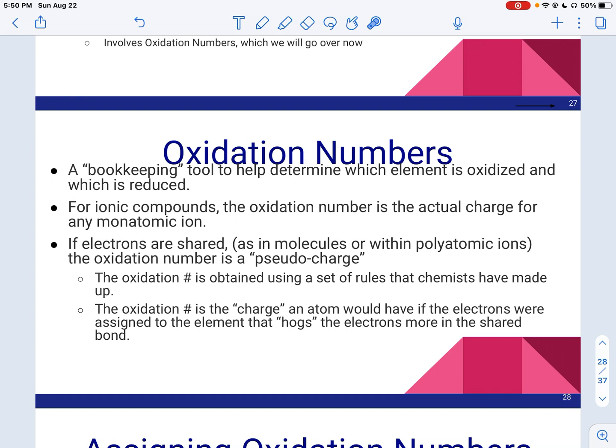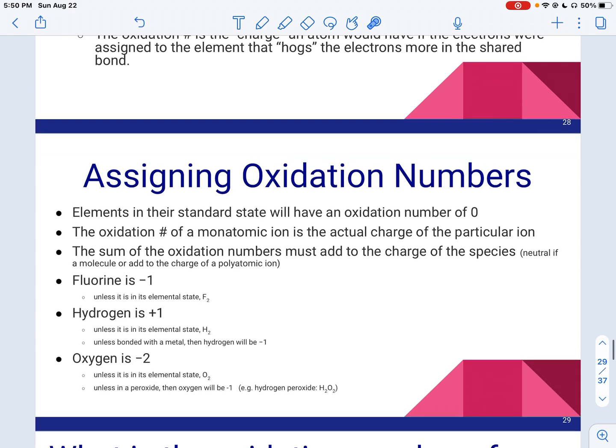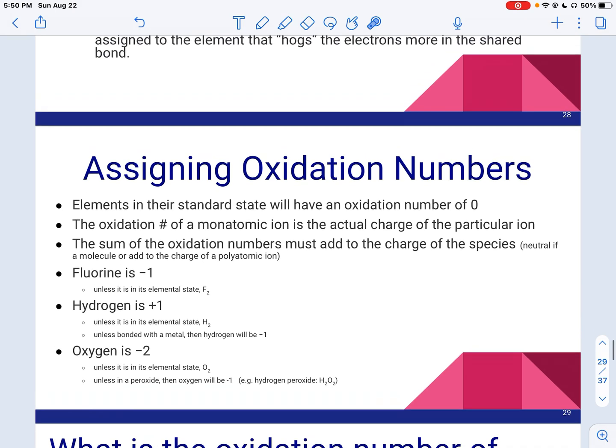Okay? If electrons are shared in molecules or within polyatomic ions, the oxidation number is what we call a pseudo charge. It doesn't really have to do with charge. So, okay, you can think of it that way, but it's not charge. So it's the charge, quote unquote, an atom would have if the electrons were assigned to the element that hogs them more, meaning the more electronegative element. Okay, so oxidation numbers have these rules.